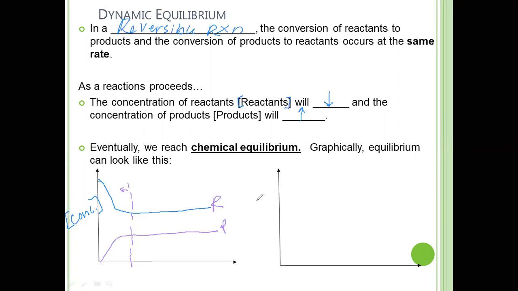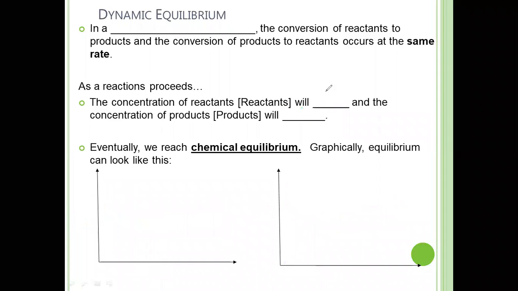Or it could look something like this, concentration on the side, time would be on the bottom. So reactants could go down like this, products could go up like this, and then equilibrium would be reached where they level out. Okay, so you could also have it look sort of like this, where they become equal, but that's not necessarily the case. So the products and reactants do not have to be equal. They have to be constant, meaning they don't change anymore.